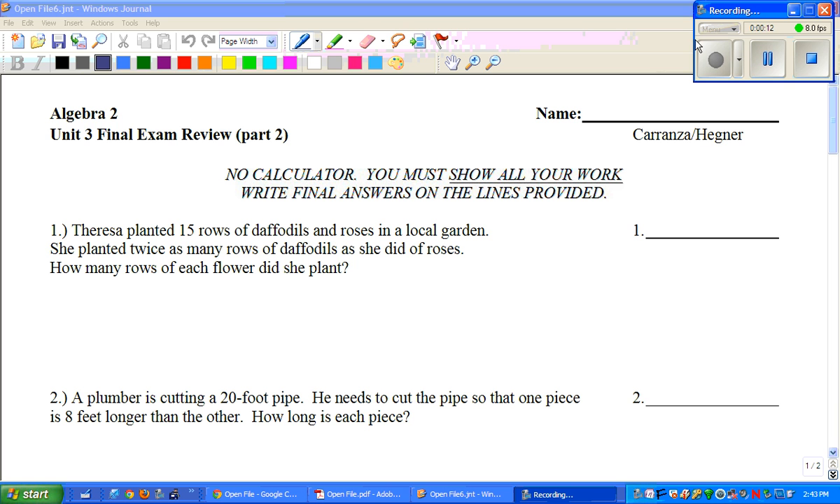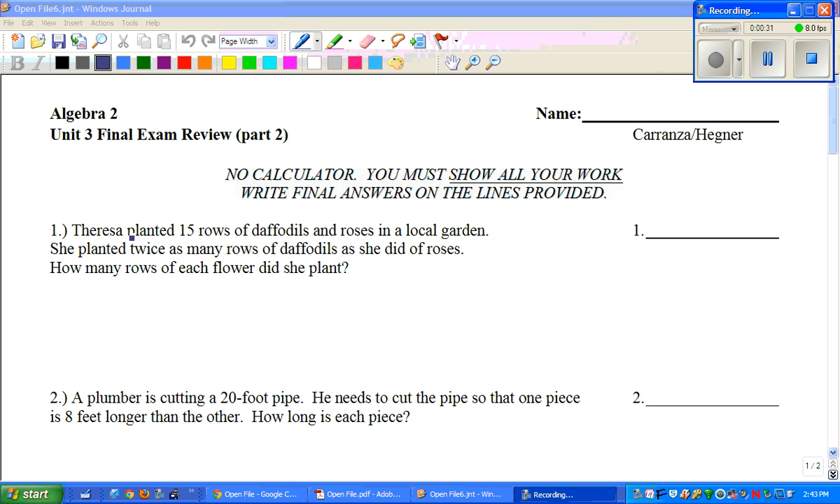Just like all the videos, each page is going to be its own video, so if you have any questions on the back side, you're going to want to watch video number 2. So, let's go ahead and get started. Today we're going to be working on word problems and applications. Let's read the first one.